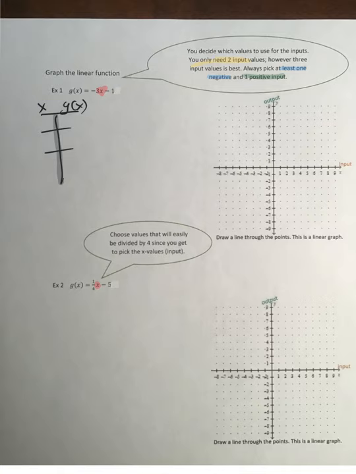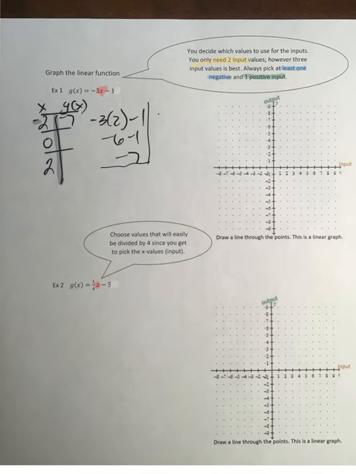So why don't we plug in negative 2, plug in maybe 0, plug in positive 2. So I picked a negative number. I always like to pick 0 because it's easy to work with. And then I picked a positive 2. So we're going to plug in negative 3 times 2 minus 1. So that's negative 6 minus 1. That's negative 7.